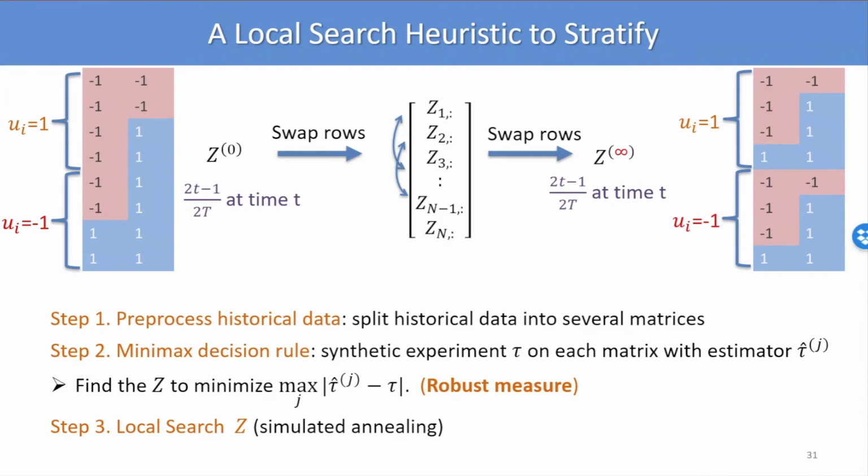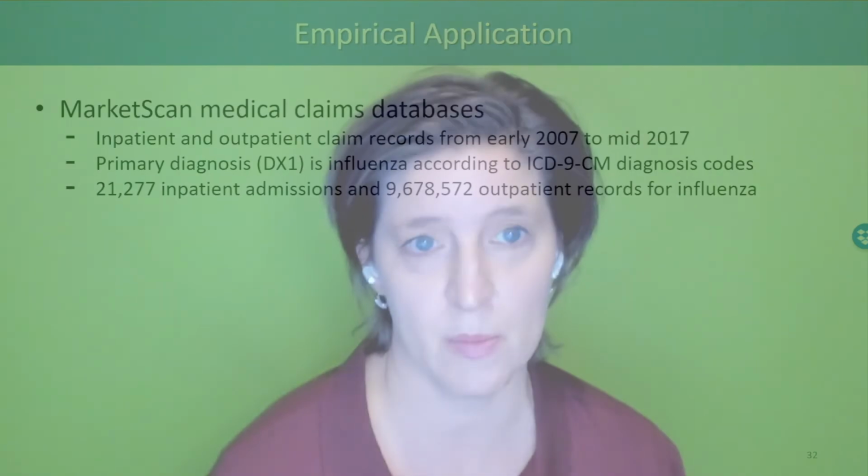Then we're going to use a minimax decision rule, where we run a synthetic experiment on each matrix, and we're going to try to find the treatment assignment policy Z that minimizes the maximum across these of tau hat minus the true tau, this robust measure. And then we're going to use a local search or simulated annealing to keep swapping rows to put the units into groups until we find a grouping that gives us the lowest variance estimates, or the best experiment.